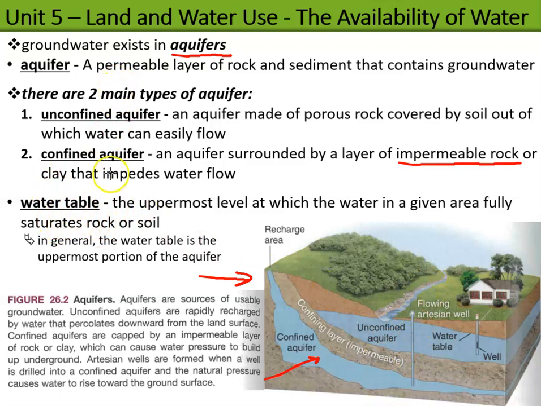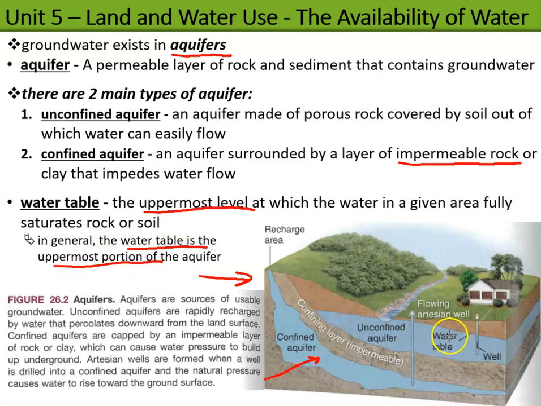So when we are looking at aquifers and talking about groundwater, another important concept to understand is the water table. The water table is, as it says, the uppermost level at which water in a given area fully saturates the rock or the soil. So in other words, if you were digging down in the dirt, like you're digging a well or something, eventually, in most places, you'll come to a point where there is water that has fully saturated the soil. So basically, if you're removing soil, you'll come to a place where there's just water down underground. In general, the water table is the uppermost portion of the aquifer.